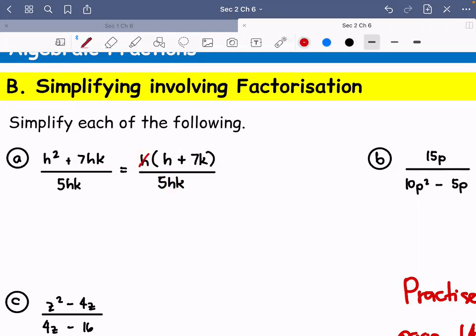That's your final answer. Wait, so that's it? You just h plus 7k, divided by 5. So that's basically the answer. Yes. I was stuck doing nothing. It's fine, at least now you know. Okay, so this is your final answer. That's letter A.